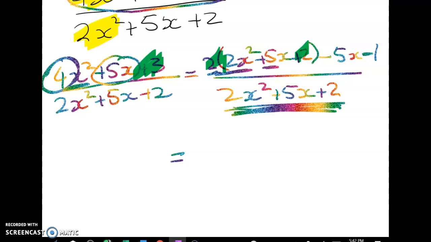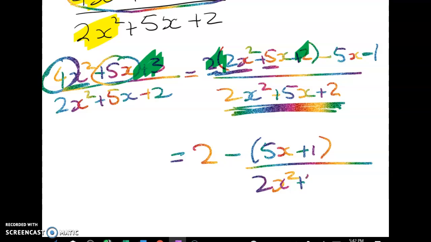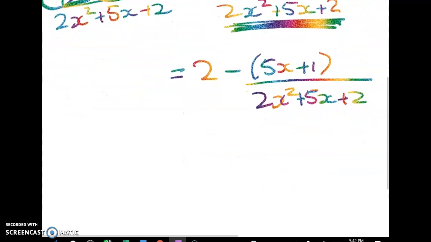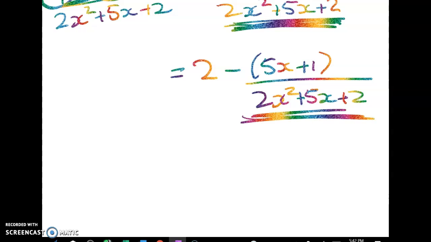But you can see that that big expression has already simplified down to give me this. I've got 2 minus, and then I'll put this in brackets, 5x plus 1 over 2x squared plus 5x plus 2. So this is the bit that we're going to do partial fractions on.